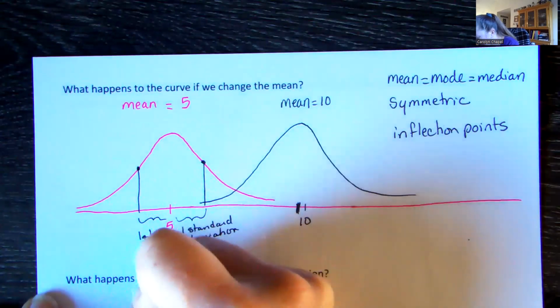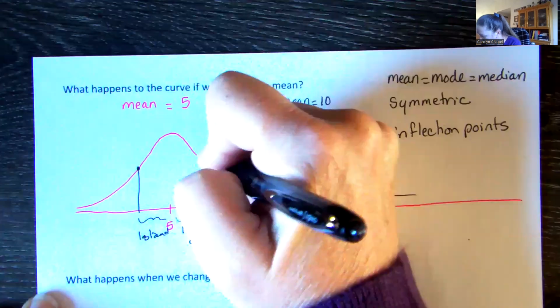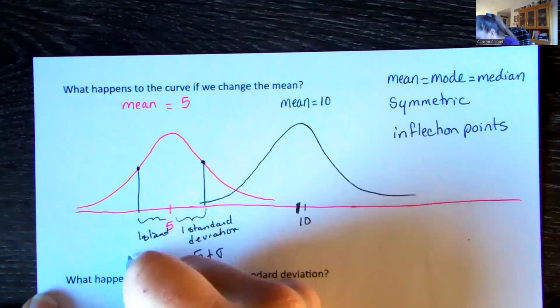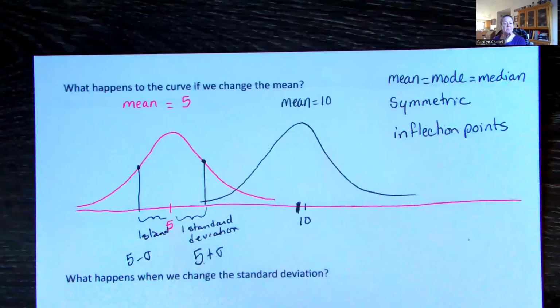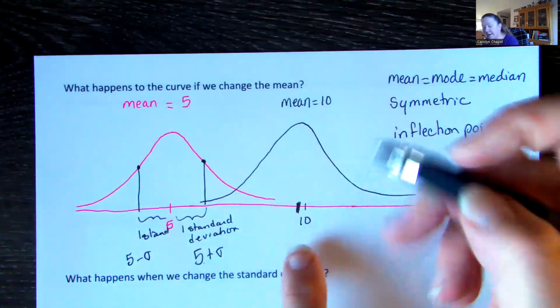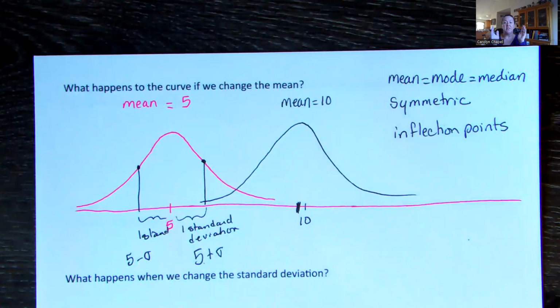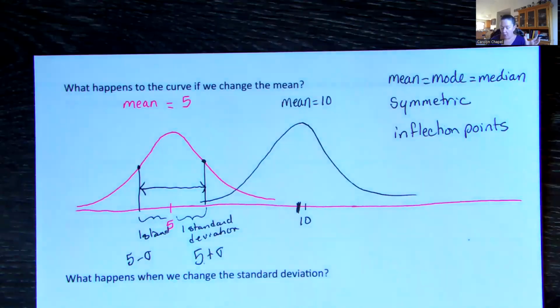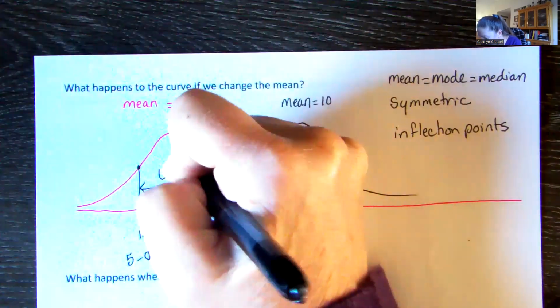So one standard deviation: this would have been at 5 plus whatever our standard deviation was, and here would have been 5 minus our standard deviation. Here it would have been 10 plus and 10 minus. So going one standard deviation in either direction gives us those two inflection points. Also, the empirical rule does hold for the normal curve. Remember, we talked about that. The empirical rule says that if we are within one standard deviation, we get that 68%.